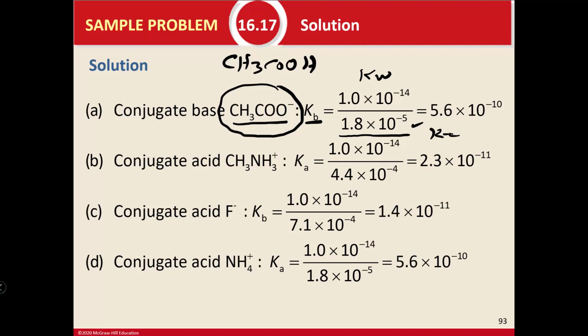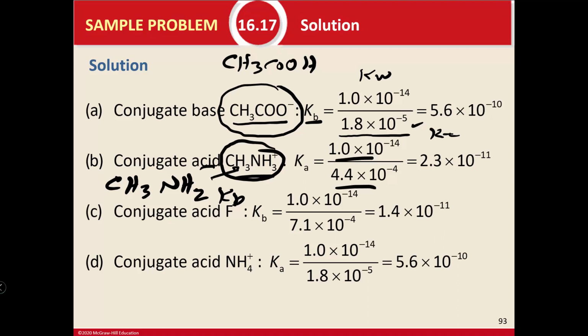All right, so then the next one is, you have this conjugate acid. What did that come from? Well, it came from the base methylamine, right? Came from this substance. So you have to look up the Kb for this base. When it accepts a hydrogen ion, it becomes this. That's the conjugate acid. So the Ka for this acid is going to be equal to Kw divided by the Kb for this base, which you look up in a table.